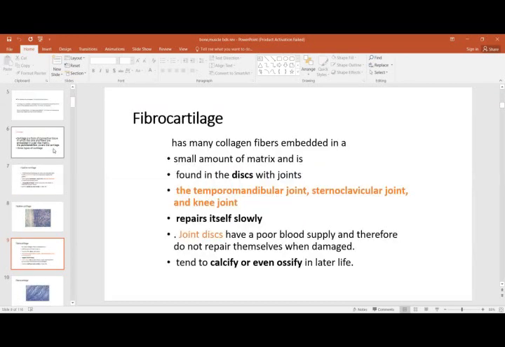The other type is fibrocartilage. As the name says, it has plenty of fibrous material in it, and the matrix is small in amount. It is found in the intervertebral discs, and in the discs of the temporomandibular and sternoclavicular joints. Wherever you find a disc-like structure of cartilage, including in the knee joint, it is fibrocartilage. These discs have a poor blood supply, and they do not repair when damaged.